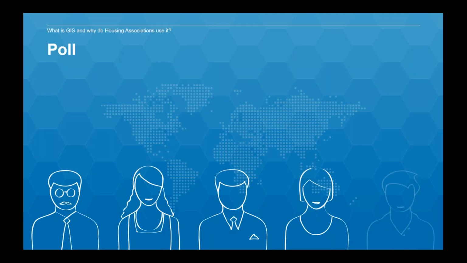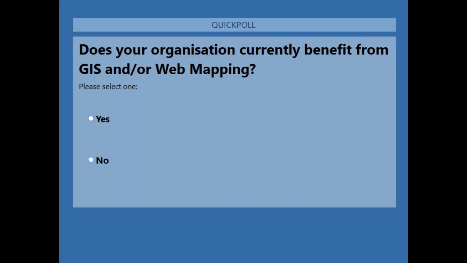So we're going to start with a poll today, and it's good to be interactive and make sure that everything's working for your end. So the first question, and we're going to have two questions, you should see that now. Does your organization currently benefit from GIS and or web mapping? It's really good to see what the audience is using, whether you're familiar with the type of technology we're talking about today or whether it's new to you. So do answer that question, and that's really good to see the results.